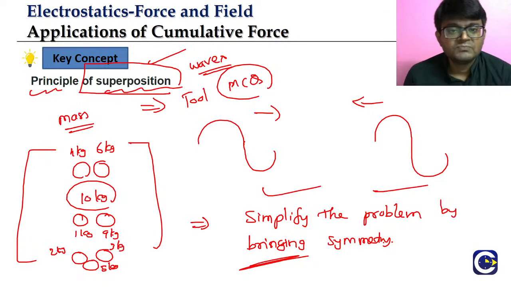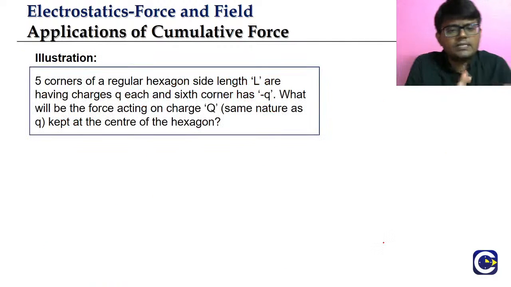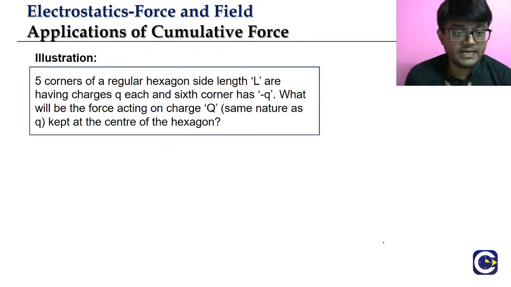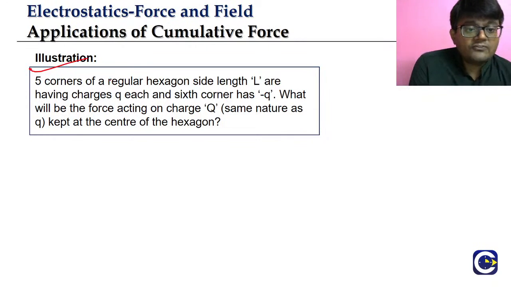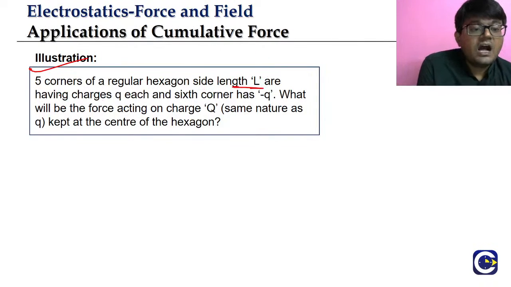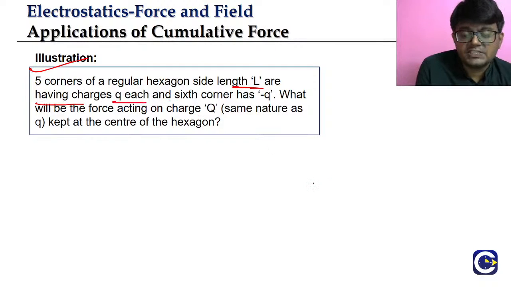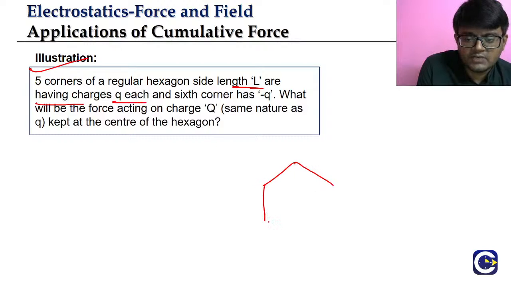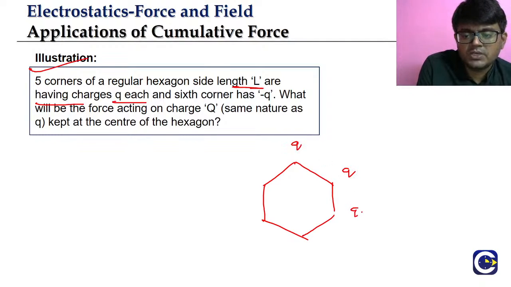அப்பதான் நமக்கு தெரியும். Okay, so for that, I'll take you to one sample question. இதுல இருந்து we will try to understand எப்படி இந்த principle கரெக்டா apply பண்றதுன்னு. 5 corners of regular hexagon, side length L, are having charges Q each. So என்னது? We have a regular hexagon. The regular hexagon la 5 corners are having a charge Q. இங்க ஒரு Q, இங்க ஒரு Q, இங்க ஒரு Q. So 5.